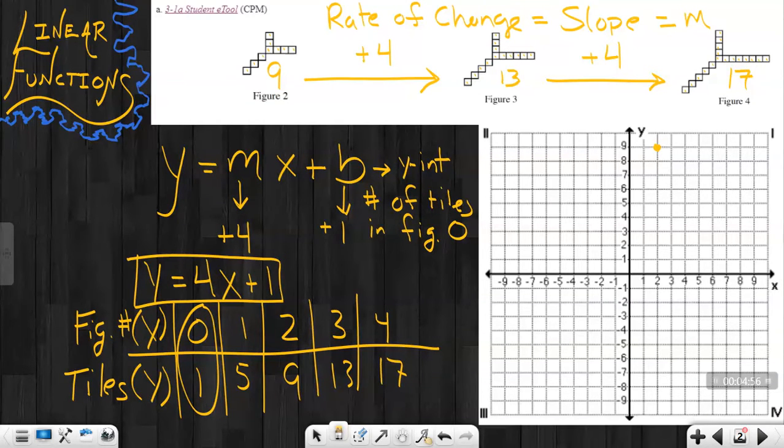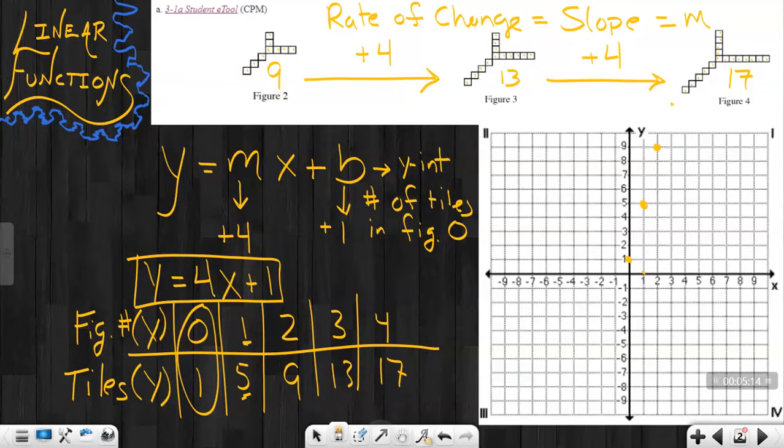Figure 3 was 13. That would be somewhere up here. It'd be off my graph, so I'm not going to bother plotting that. But I'm going to look to my table to see some of my other values. Figure 1 was 5. So I'm going to go to 1 on my x-axis and up to 5 on my y-axis. So 1, 5, and 0 was 1, so 0, 1.